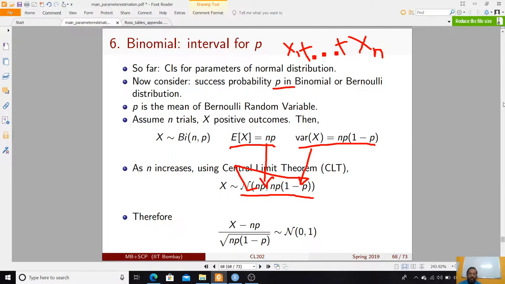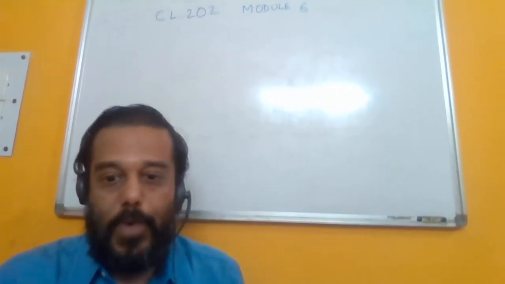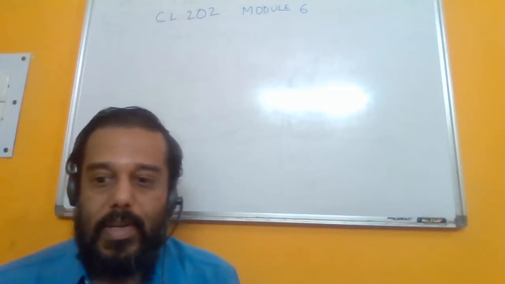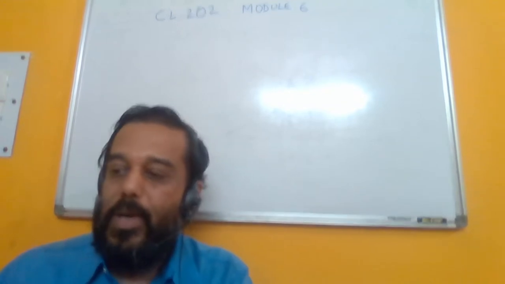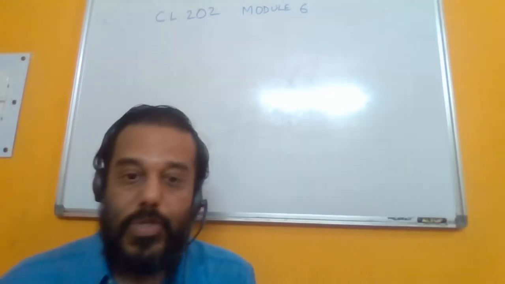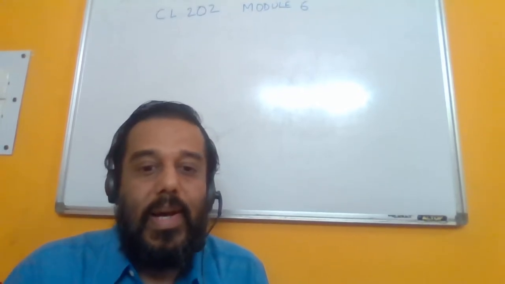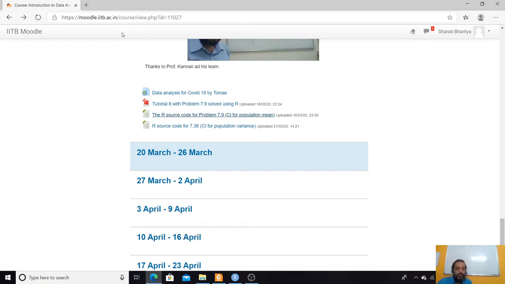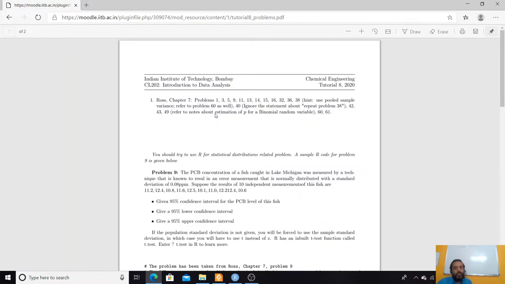And what I will attempt to do at this point is probably solve some of these problems from the tutorial problems from the book. So I hope you all have this book, Probability and Statistics for Engineers and Scientists. We have only put up the problem numbers on Moodle, which you should attempt. These problem numbers are given on Moodle. So let me go to, I don't see it open, but there you go. It is tutorial 8. And these were those problem statements.